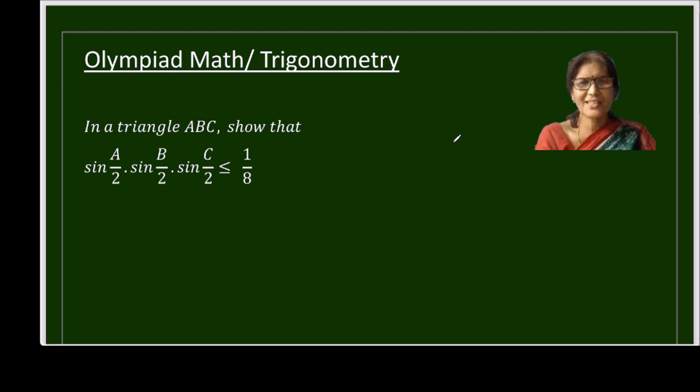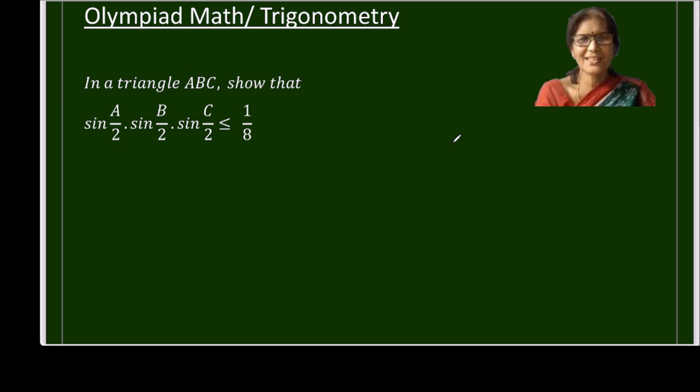Today I have taken a trigonometry question which is asked in many Olympiad maths and other competitive examinations. In a triangle ABC, show that sine half A multiplied by sine half B multiplied by sine half C is less than or equal to 1 over 8.